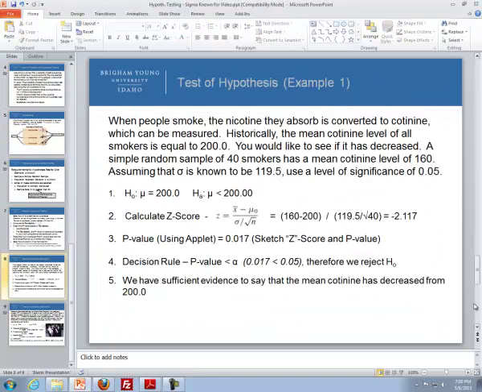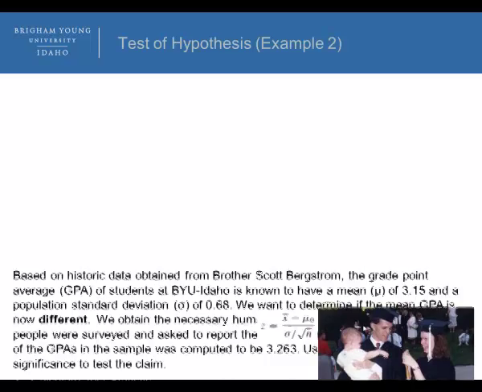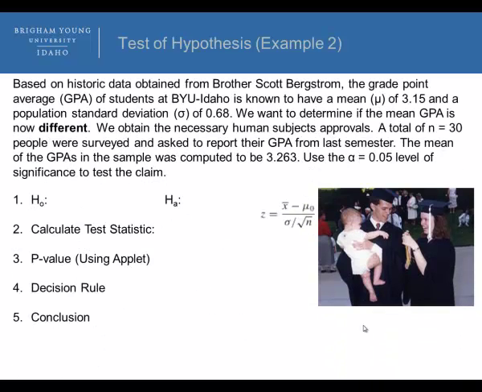So going back to the problem, our p-value is 0.017, and that's less than our level of significance, so therefore we reject the null. And since we reject the null, we have sufficient evidence to say that the mean cotinine has decreased from 200 micrograms per gram. So now I want you to stop the video and go through this example by yourself.